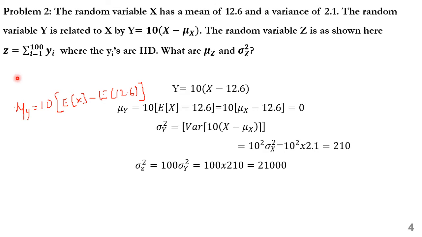And if you observe here, z is given as summation of i varying from 1 to 100 yi. That means this is equal to y1 plus y2, y3, and so on up to y100. Now since all yi's are the same, we can write E of y1 plus E of y2, by the linearity property, up to E of y100. Similarly, we can write for variance. So therefore, we have sigma z square is equal to 100 times sigma y square, and it is 100 into 210, that gives you 21,000.